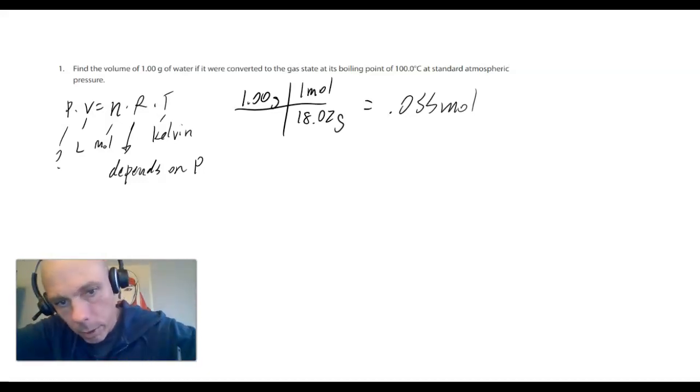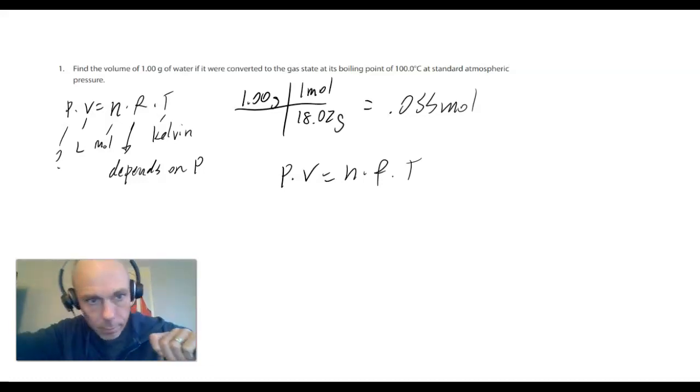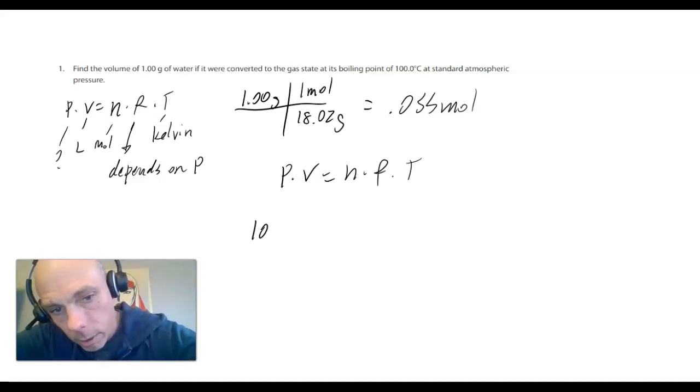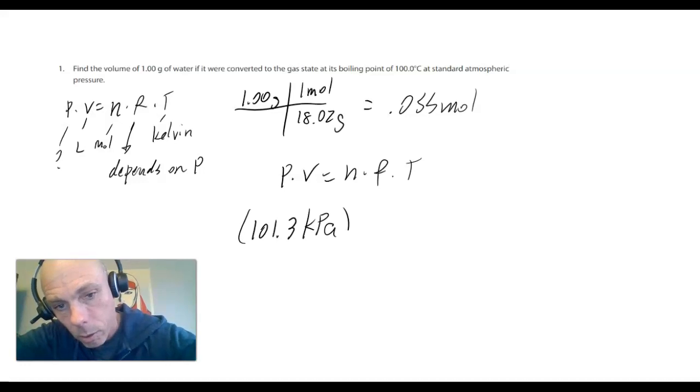All right, I'm going to rewrite PV equals nRT. Standard atmospheric pressure, remember, we're given it in the problem, is either 1 atmosphere or 760 millimeters of mercury / torr or 101.3 kilopascals. I'll go with kilopascals because I know I can use whatever unit for pressure I want as long as I pick the correct R. So 101.3 kPa, could have gone with atmospheres or torr.